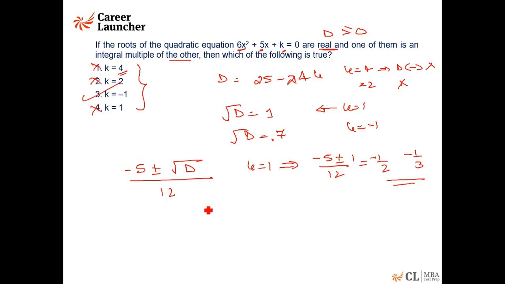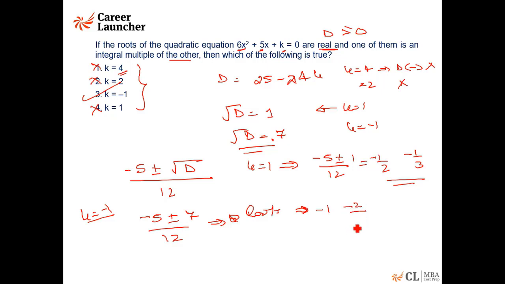So what does that mean? This should be the answer. Let's verify in any case. If k is equal to minus 1, we know under root of D is 7, so the roots are going to be minus 5 plus minus 7 upon 12. Minus 5 minus 7 is minus 12 by 12, so minus 1. And the other will be minus 5 plus 7, which is plus 2 by 12, which is equal to 1 by 6. Now, this root is an integral multiple of 1 by 6.